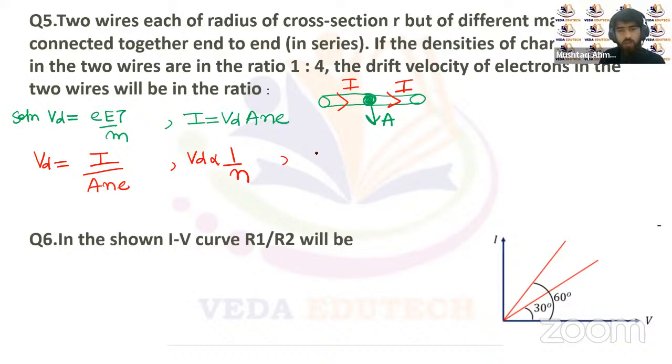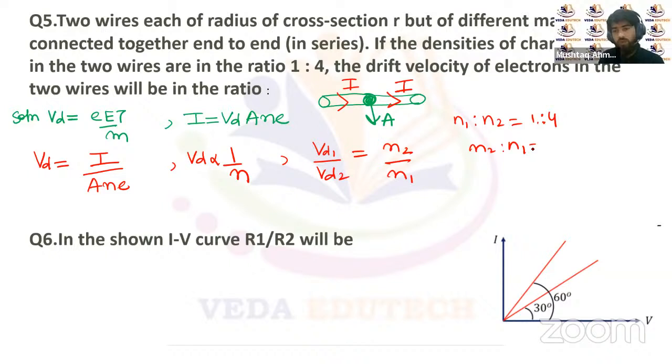So from here we can write Vd1 upon Vd2 equal to n2 upon n1. We have been given the ratio of the charge carrier densities as 1:4, therefore n2 to n1 will be 4:1. So V1 upon V2 will be 4:1. This will be the ratio of the drift velocities in the two conductors.